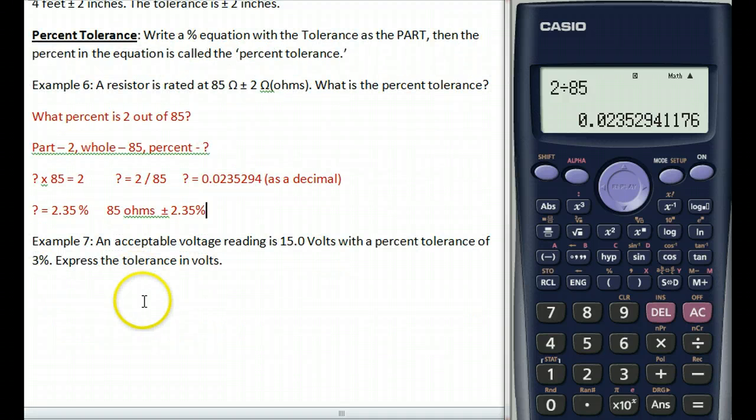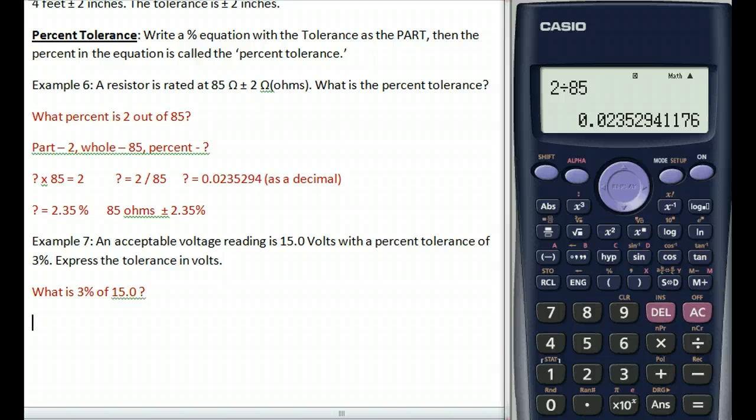So here's going the other direction. Given a percent tolerance, writing it as a number. An acceptable voltage reading is 15.0 volts with a percent tolerance of 3%. So I want to know, again, I'm going to decipher this into a part and a whole question. So I want to know what is 3% of 15.0? That's what this question is really asking.